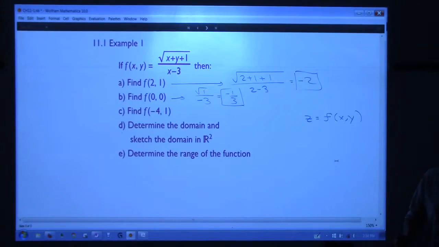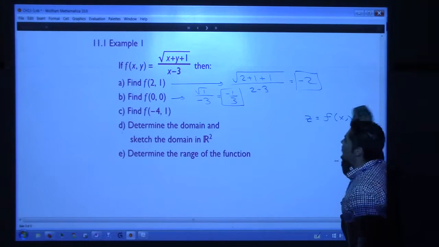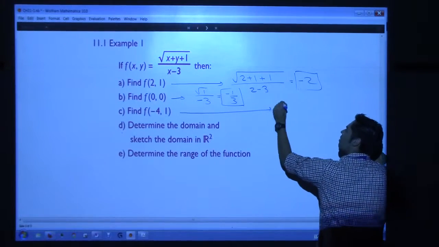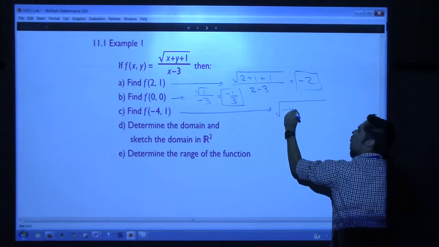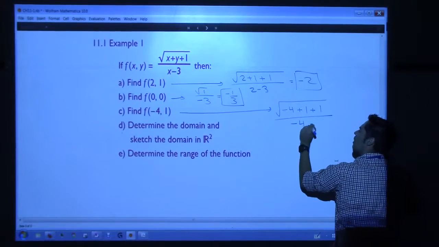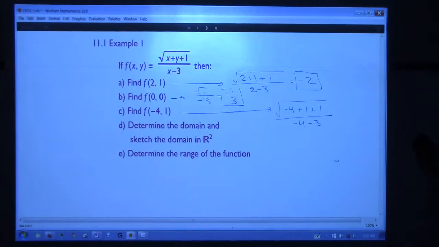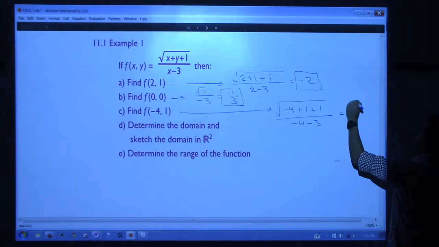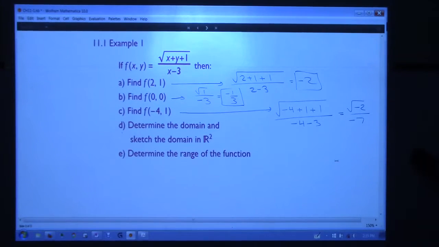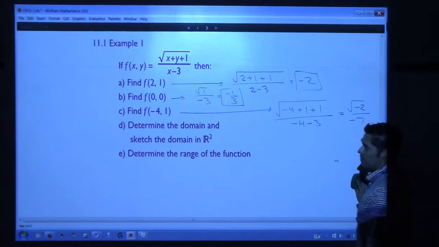It's pretty clean, pretty straightforward so far. All right. What about this one? Square root of negative 4 plus 1 plus 1 over negative 4 minus 3. Uh-oh. This is square root of negative 2 over negative 7, isn't it? And you can't do the square root of negative 2. Not unless you're willing to bring imaginary numbers in, which we're not.